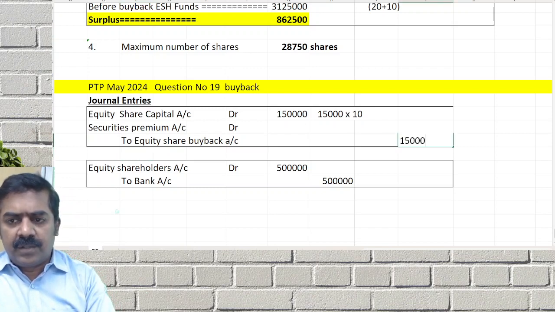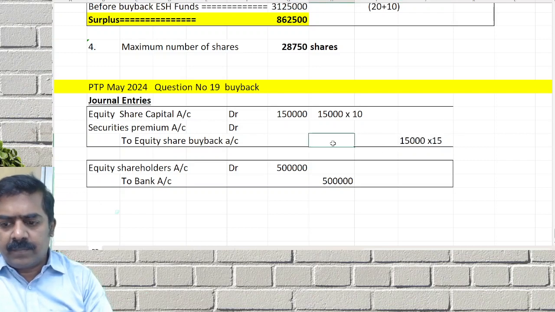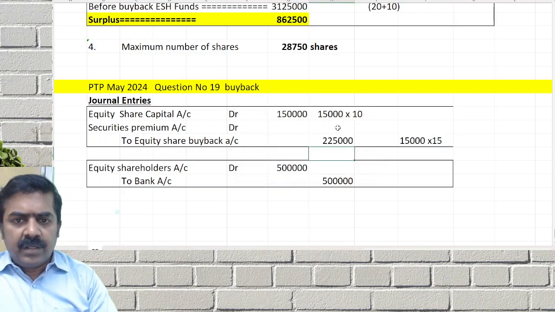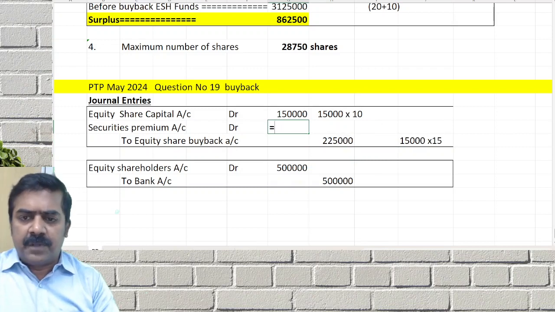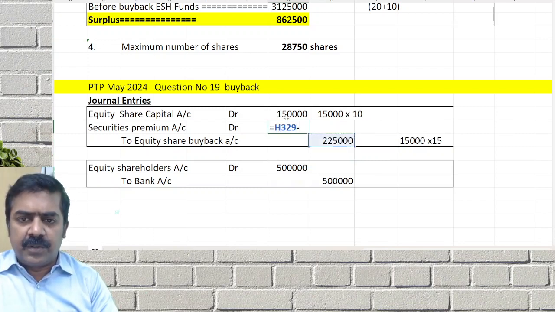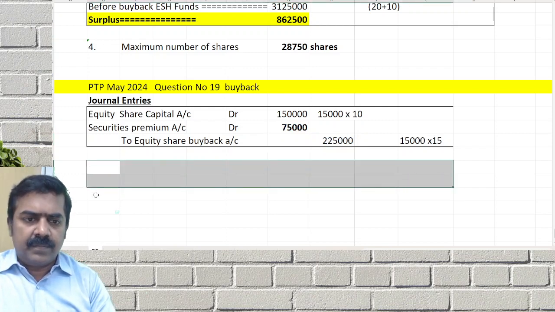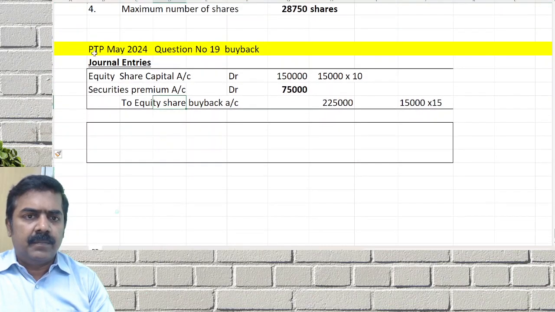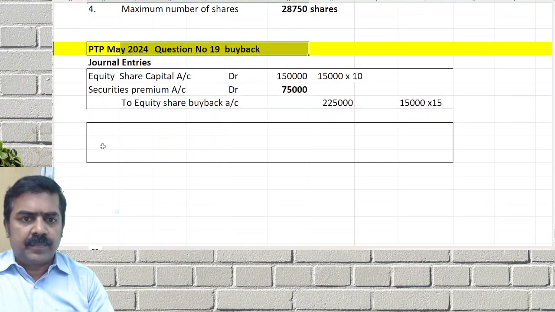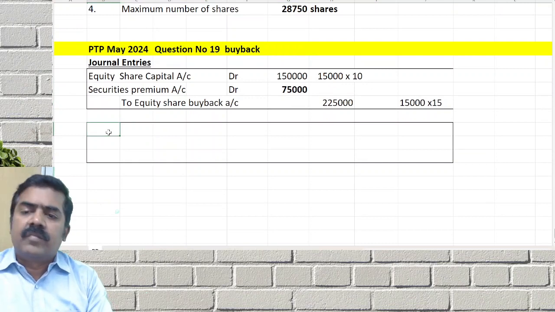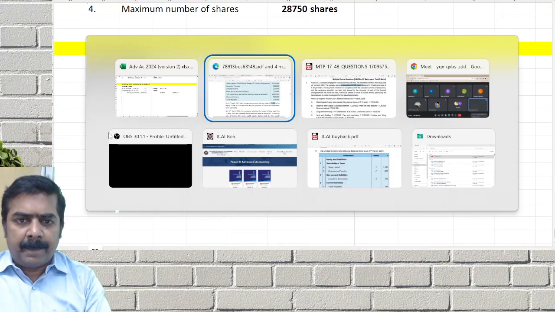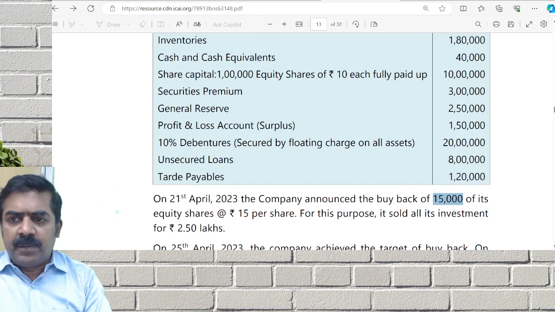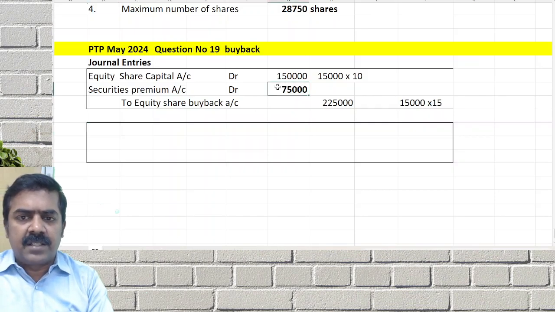This will be 15,000 shares. We are going to pay what? 15 rupees. Excess amount will be adjusted with securities premium. We have sufficient balance in securities premium, so we can adjust it. Securities premium 3 lakhs is available, and the excess paid will be adjusted with securities premium.